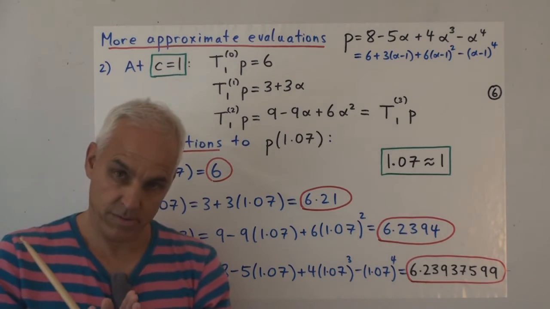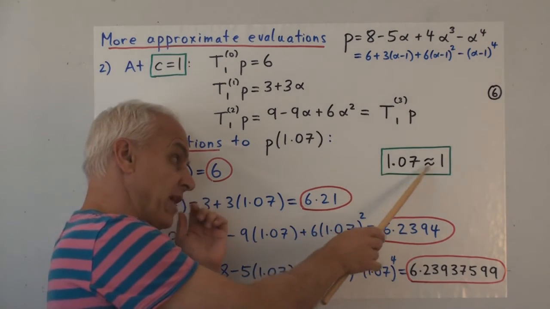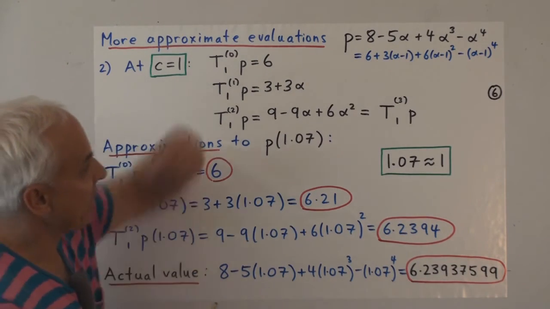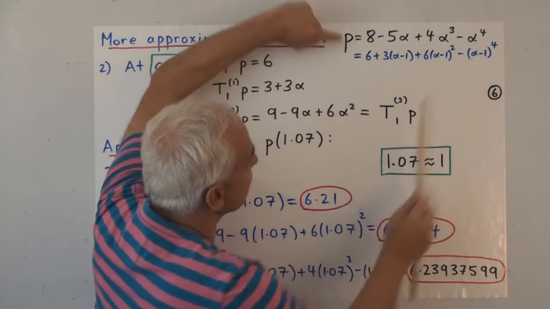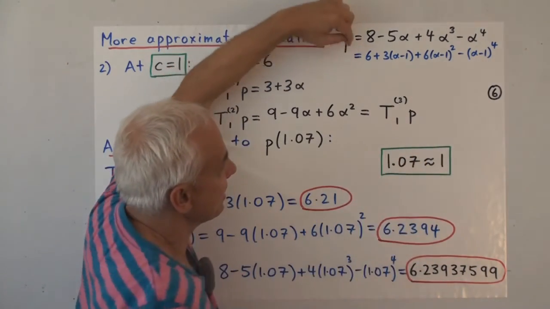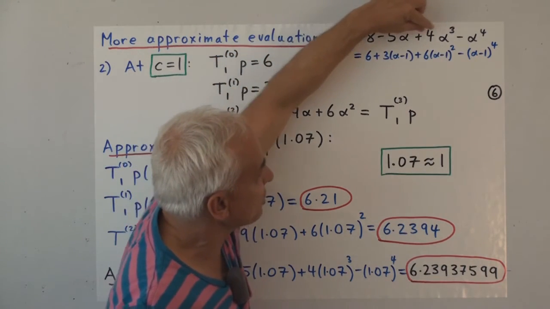And why does it work? It works because, first of all, 1.07 is pretty close to 1. And secondly, because we're essentially using this representation of p. The fact that we've essentially rewritten it as something involving powers of alpha minus 1 rather than powers of alpha.